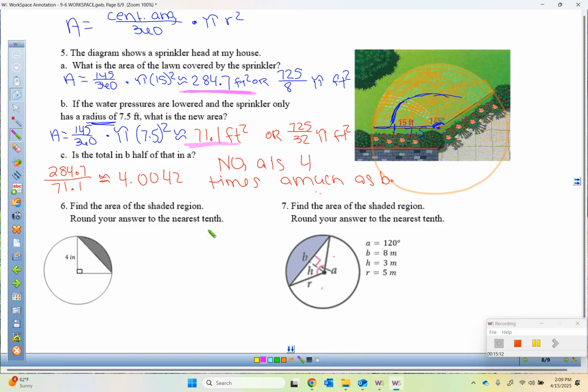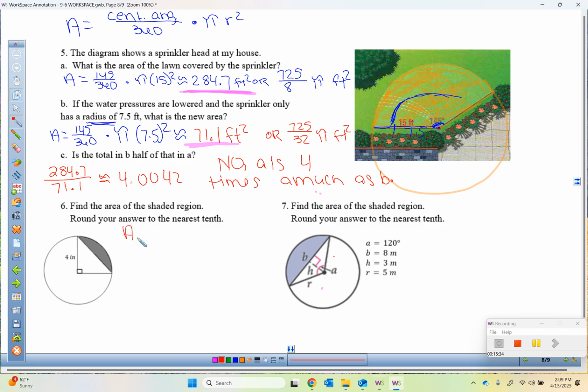Okay, number 6 says, find the area of the shaded region. Round your answer to the nearest 10th. Okay, so we know how to find the area of this whole thing here. So would it make sense if we found the area of that and then found the area of this and subtracted it and we're left with that? That makes sense. Cool. All right, so let's do that.